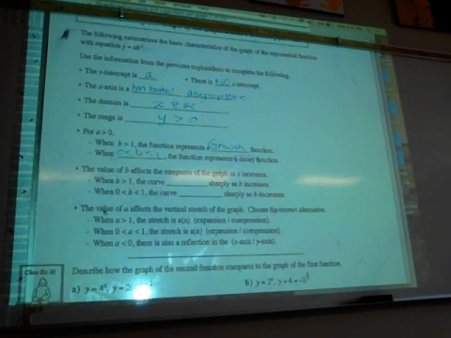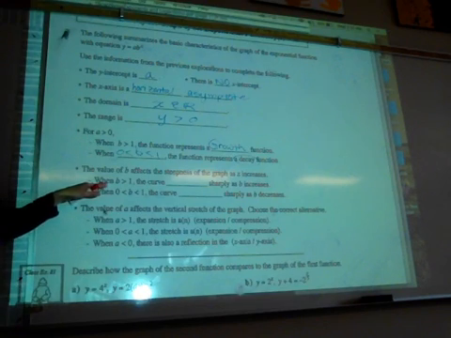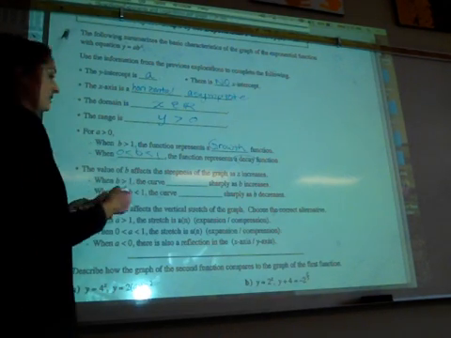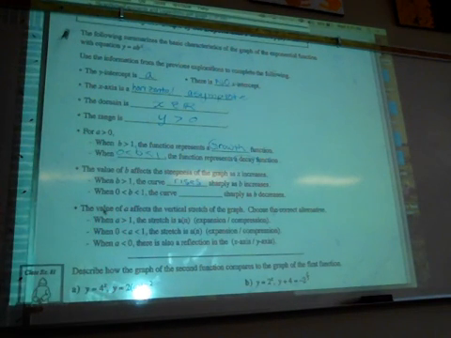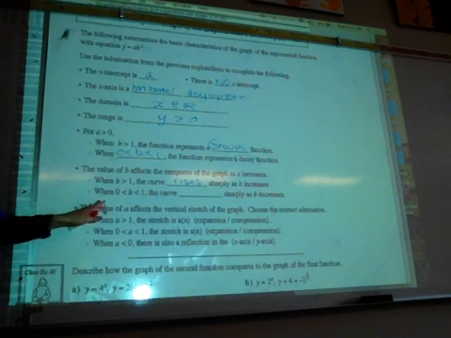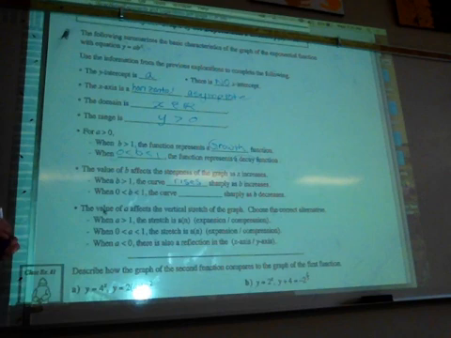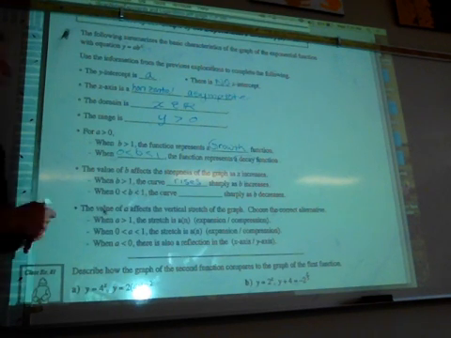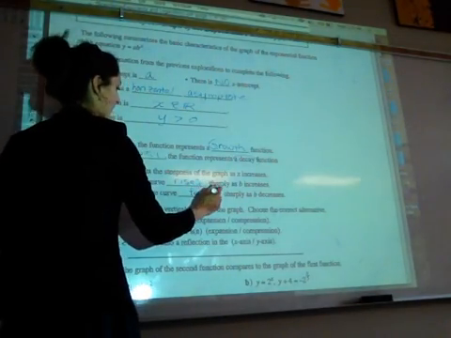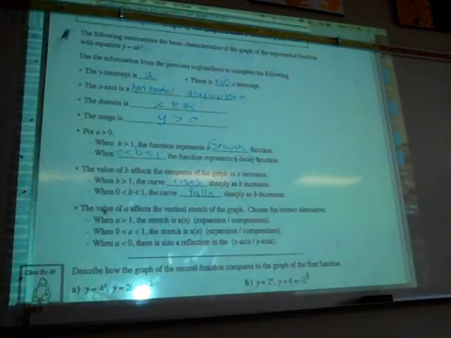If we have a growth function, that means that when b is greater than 1, the curve rises sharply as b increases. So the greater the b value is, the sharper, or steeper, the curve will be. When b is between 0 and 1, the curve will fall sharply. So the smaller the b value between 0 and 1, the steeper it falls.